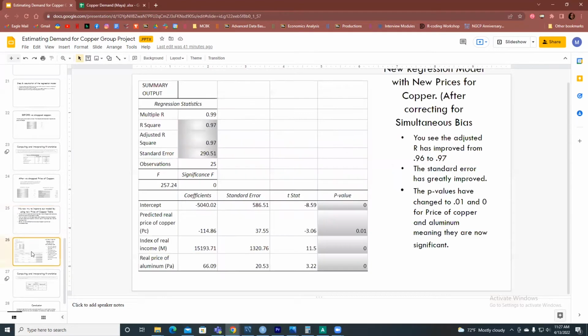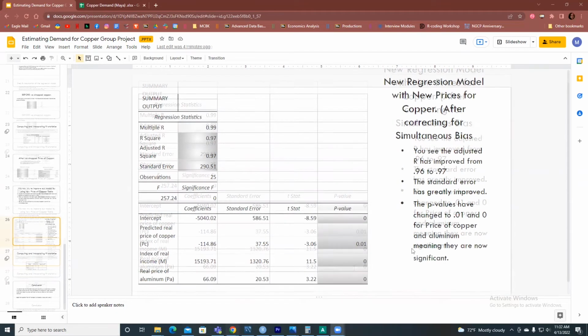So we did end up using an entirely different new set of prices just to see if our standard error would improve, to see if our adjusted R-squared would improve, and to see if the significant p-value would improve. We were able to determine that copper has a negative elasticity. We were also able to determine that it was a normal good, and we could see that its current price point was insignificant. We corrected for simultaneous bias, and we were now able to get a significant price for copper.